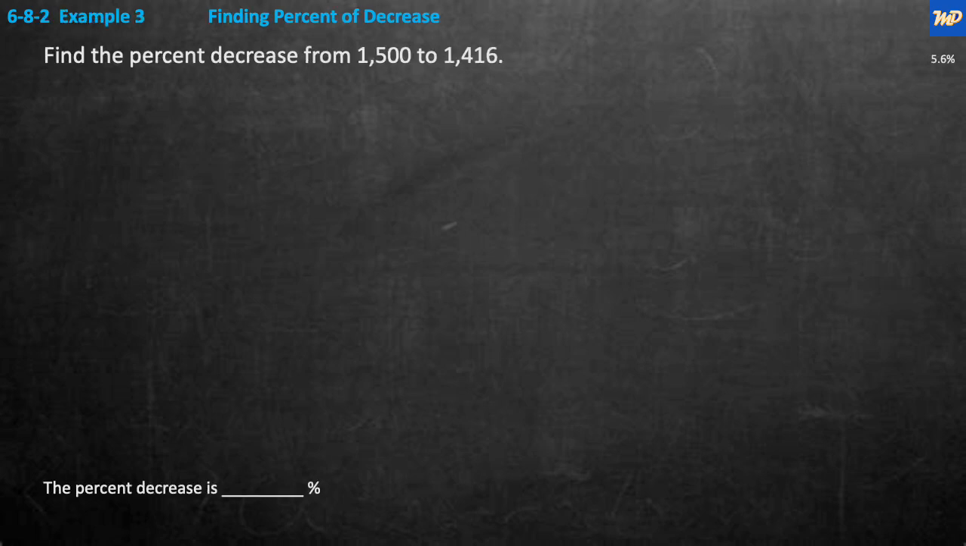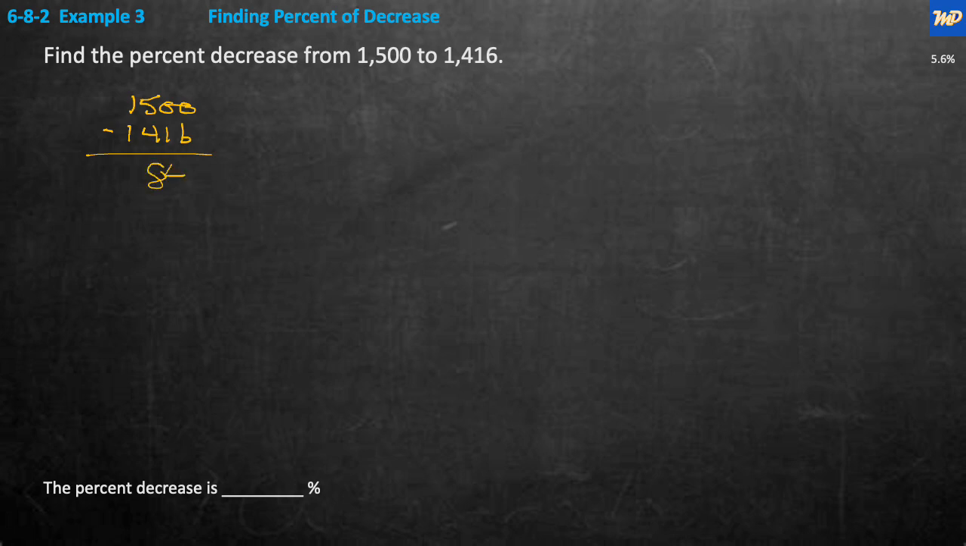Okay, example 3, finding the percent of decrease. It says find the percent decrease from 1500 to 1416. Well, they want the number. They're not looking about a negative or a positive in this problem. We just want to know the value of the amount of decrease. We're going to take 1500 and subtract from it 1416. And when we get done with that, the number is going to come out to be 84.